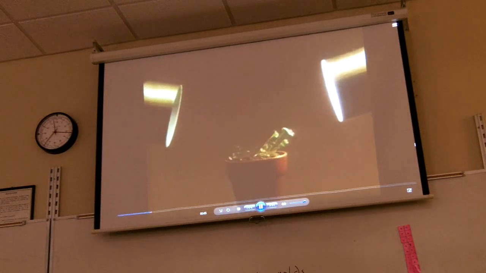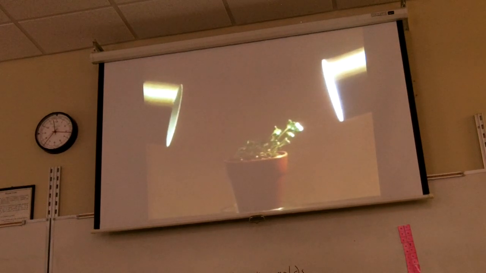Observe how these plants bend toward the light. Now let's see what happens when that light is turned out, and another light is turned on at the opposite side. That is so cool. This response of bending toward the light is called phototropism.